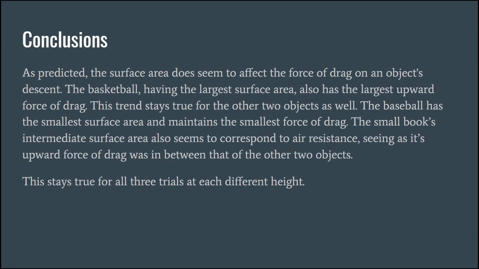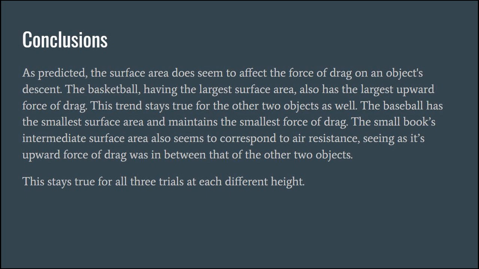So in conclusion, as predicted, the surface area does seem to affect the force of drag on an object's descent. The basketball has the largest surface area, and it also has the largest upward force of drag in every case. This trend stays true for the other 2 objects as well. The baseball, having the smallest surface area, also has the smallest upward force of drag or air resistance. The small book had a surface area in between the other two objects, and that also corresponds to its upward drag, which was in between the other two objects' values for drag. This stays true for all three trials at each different height.